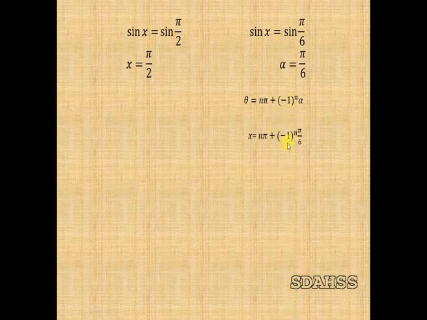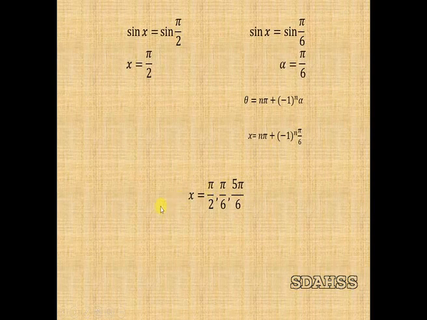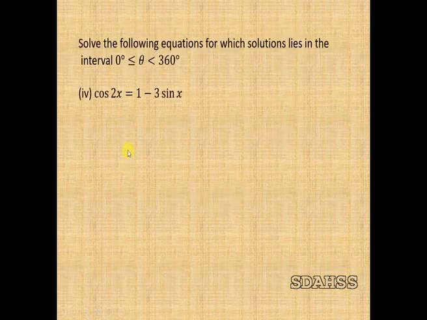Substitute alpha is equal to pi by 6. Then substitute n equal to 0. So you have pi by 6. Substitute n is equal to 1. So you have 5 pi by 6. So therefore the solution is x is equal to pi by 2, pi by 6, comma 5 pi by 6.